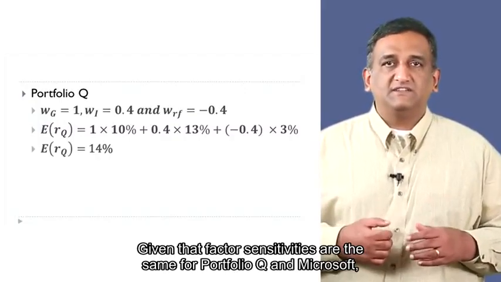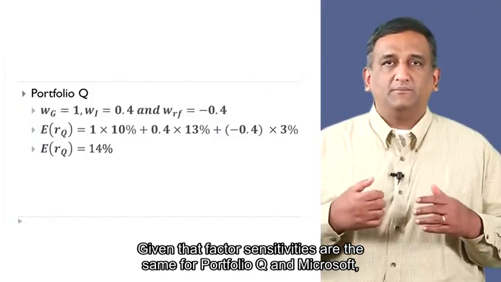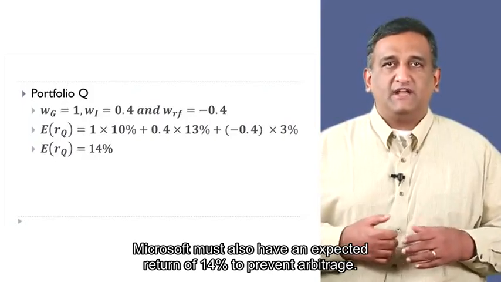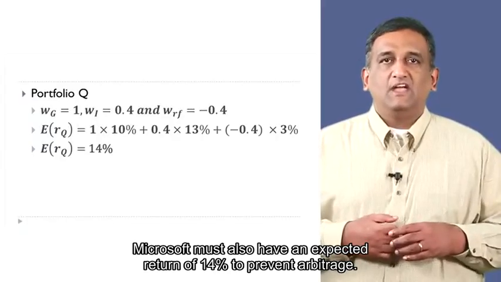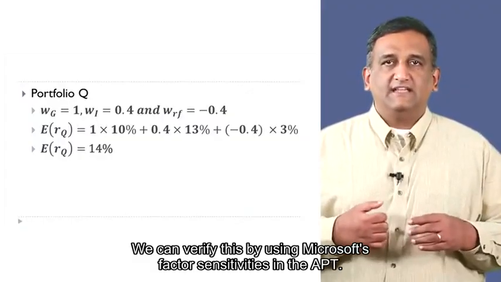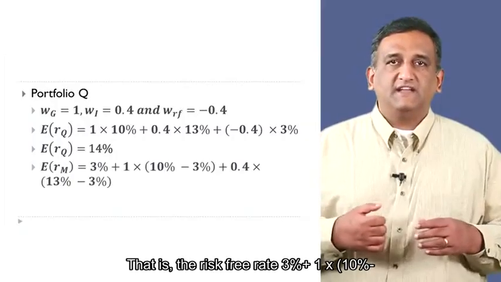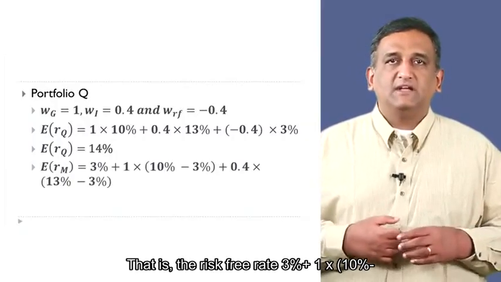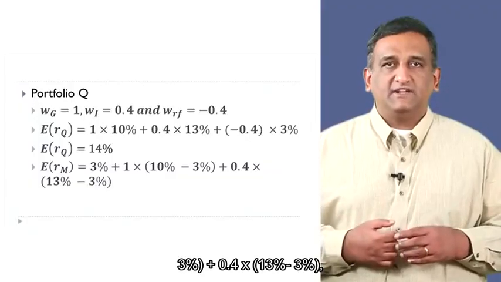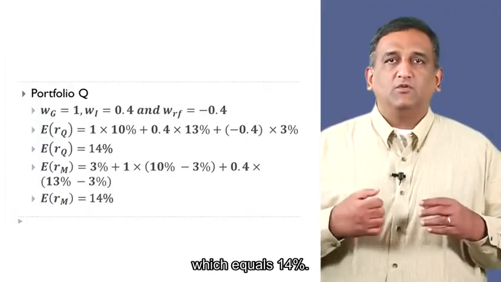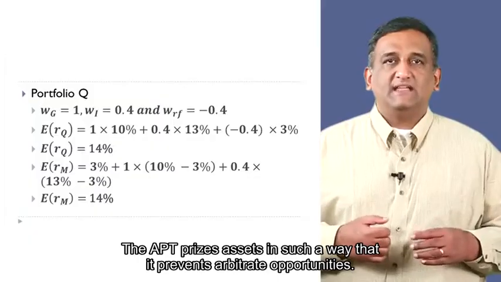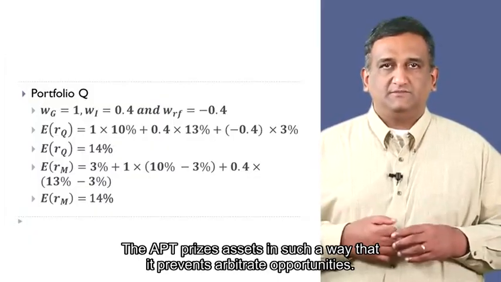Given that factor sensitivities are the same for portfolio Q and Microsoft, Microsoft must also have an expected return of 14% to prevent arbitrage. We can verify this by using Microsoft's factor sensitivities in the APT. That is, the risk-free rate 3% plus 1 times (10% minus 3%) plus 0.4 times (13% minus 3%), which equals 14%. The APT prices assets in such a way that it prevents arbitrage opportunities.